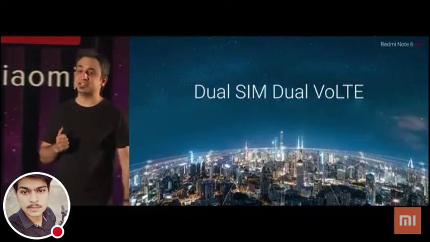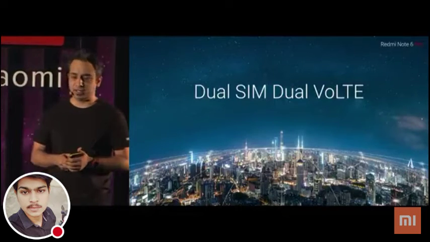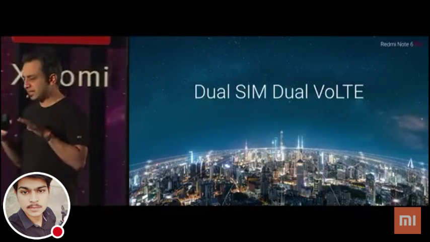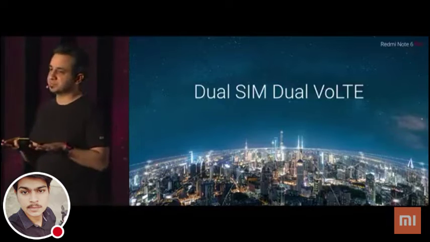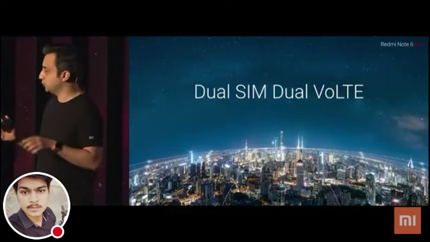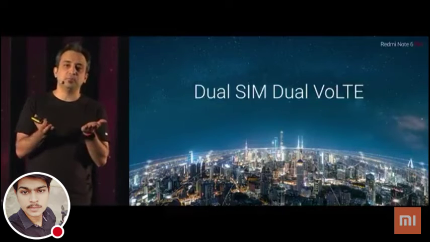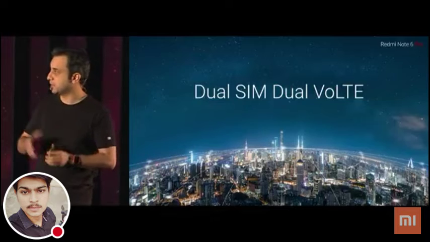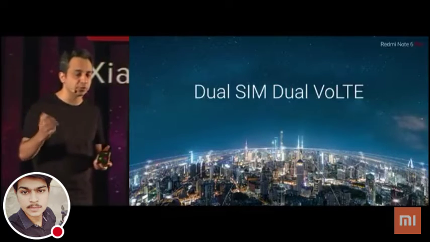The Note 6 Pro is dual SIM, dual VoLTE. A lot of people are using more and more VoLTE SIMs. In case you've got two VoLTE SIMs in the same phone, you don't have to choose anymore. With the Note 6 Pro, one will be active and the other will be in standby, where you can receive calls on both so you don't miss out.